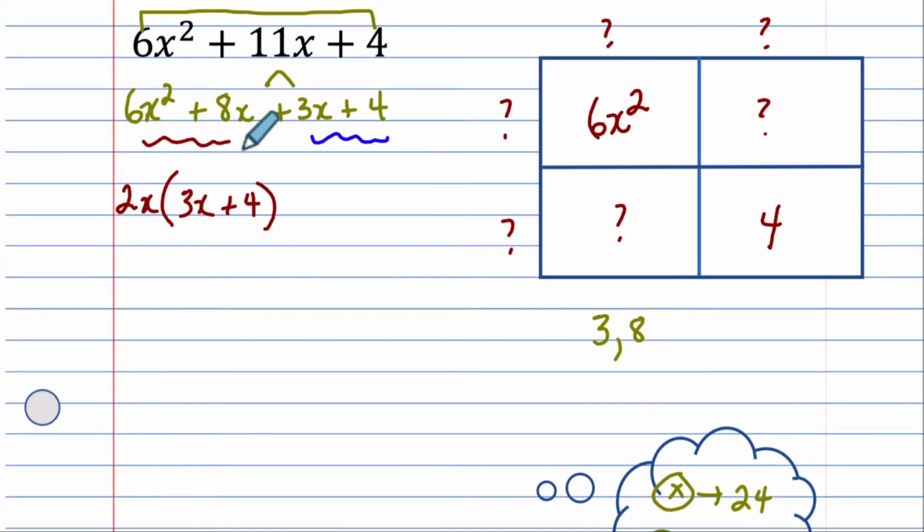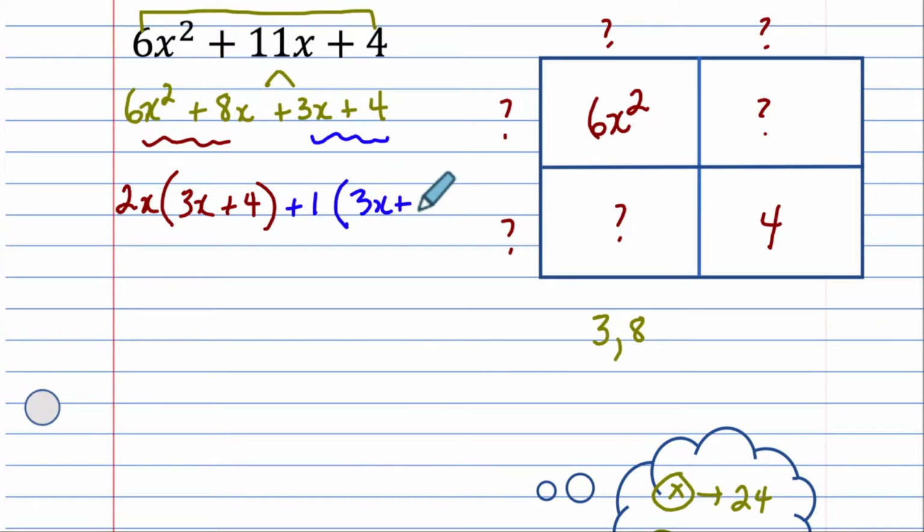Remember, when you start with two terms, you better have two terms in the brackets. Double check. 2x times 3x is 6x squared. 2x times positive 4 is 8x. In the second bracket, we have a 3x plus 4, but remember, we do need to show that positive 1.